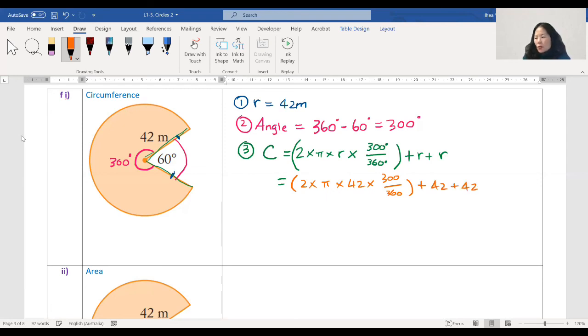Now we can put all that in a calculator. You will get 303.911..., and that will give me 303.91 meters for my circumference.